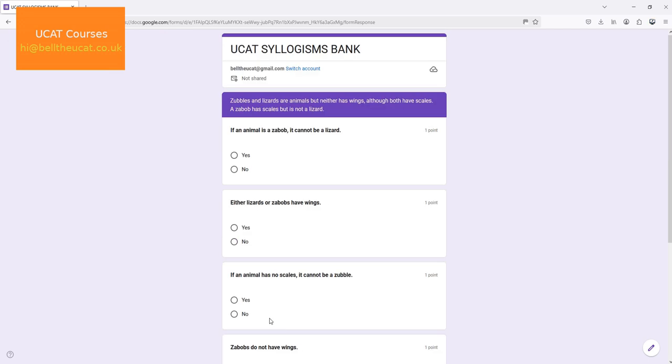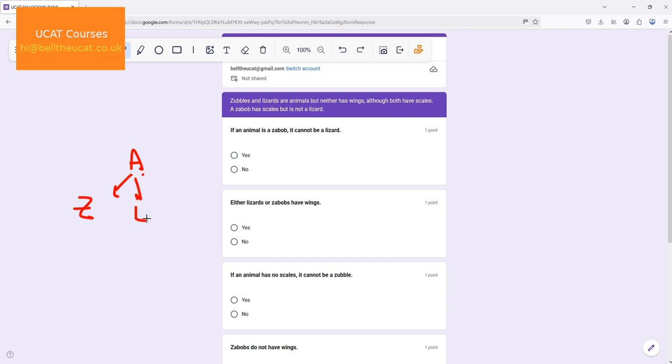Right, okay, here we are. Zubbles and lizards are animals, but neither of them has wings. All right, get the pen out. So we've got zubbles and lizards are animals. Animals are zubbles and lizards. Oh, sorry, it needs to go the other way around. The arrow needs to go backwards.